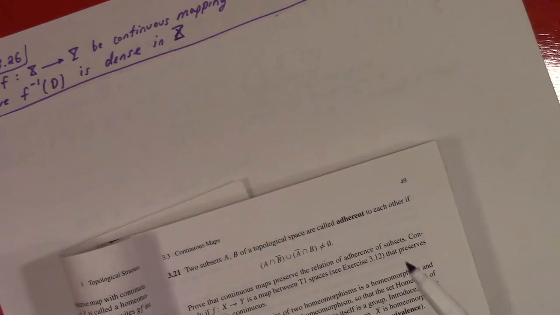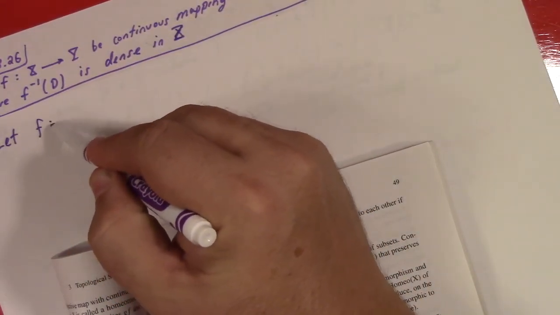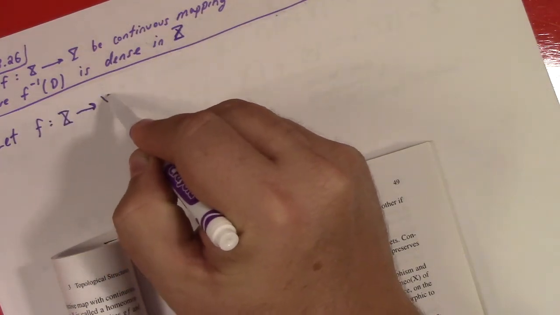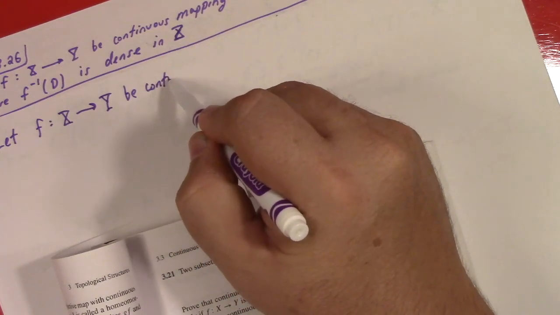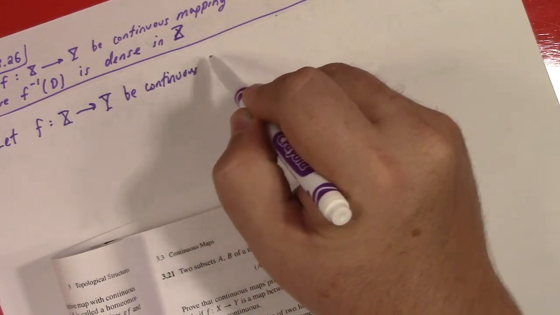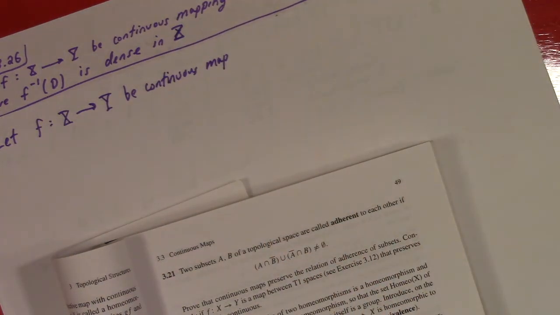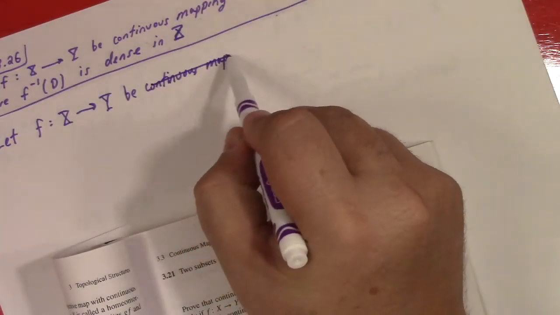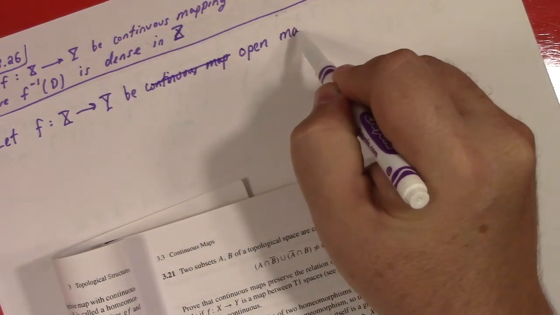All right, so here's what 3.26 actually says. It says let f from X to Y be a continuous map. So far, so good. All right. Oh, wait a minute. Nope, I've already failed. I'm copying from 3.25 because I'm a dummy. So 3.26 actually says let f from X to Y be an open map. It says open. That is very different. Open map, okay?